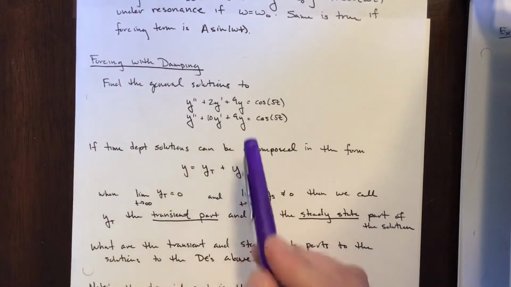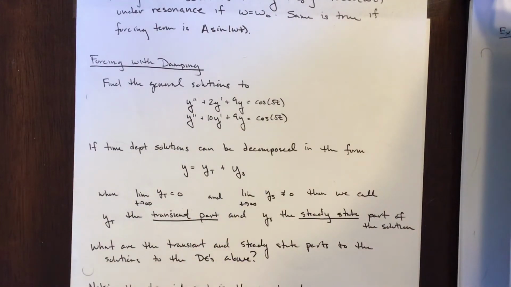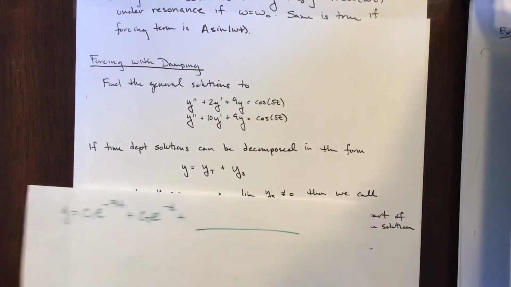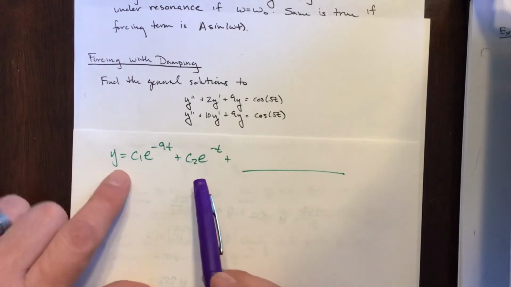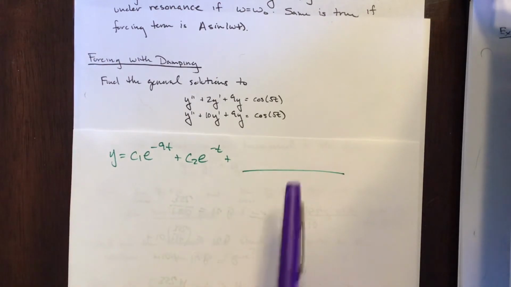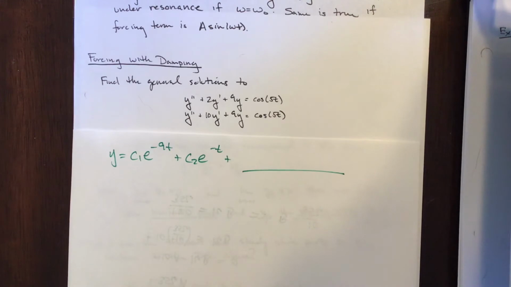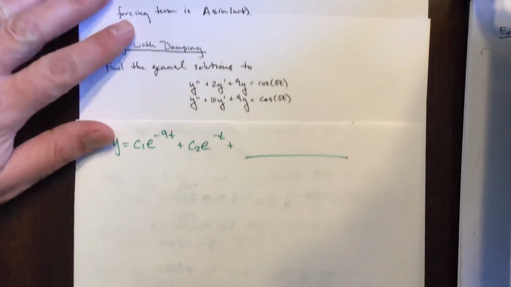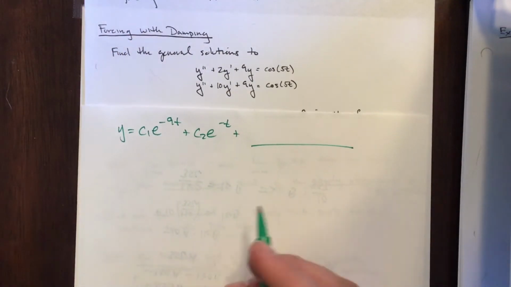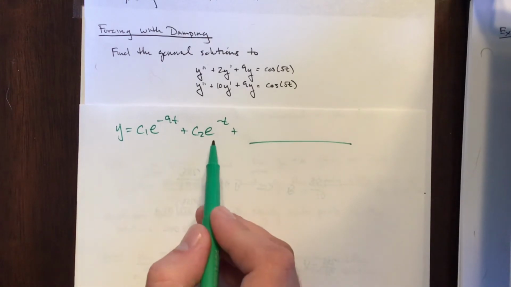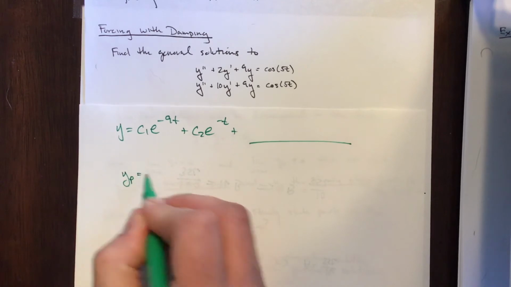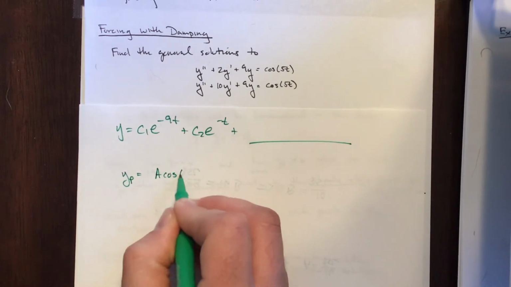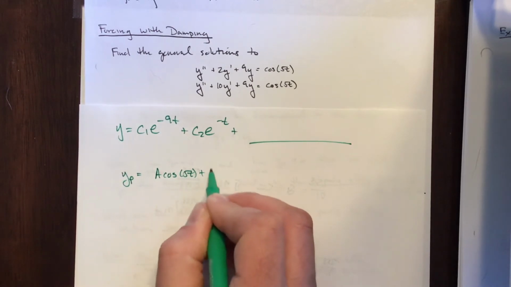y double prime plus 10y prime plus 9y equals cosine 5t. It's a very similar type problem, where the general solution will be y complement plus y particular. Hopefully this one will go a little bit smoother than the last one. From previous work, this is y complement. So what is y particular? It's a cosine 5t plus b sine 5t.